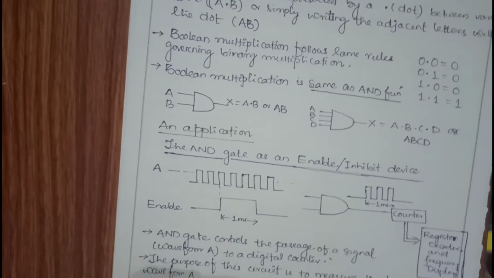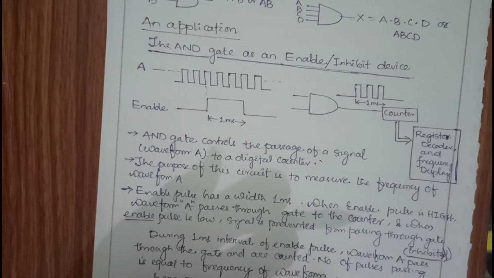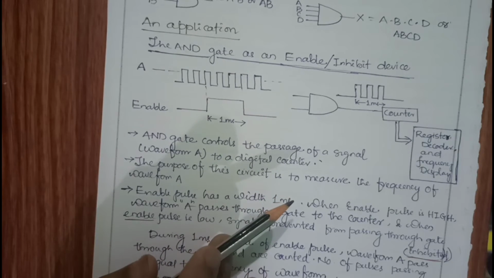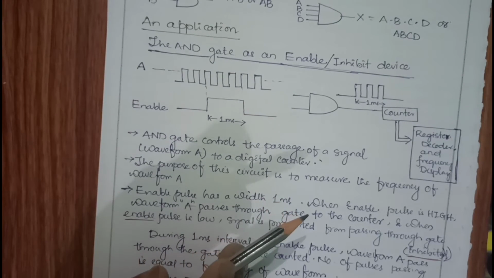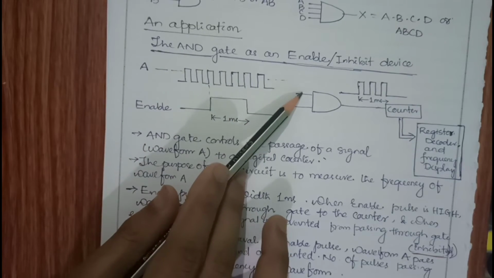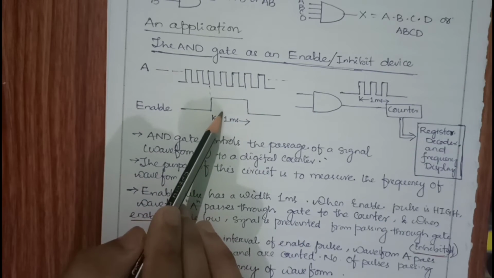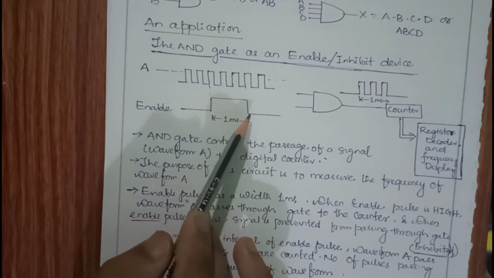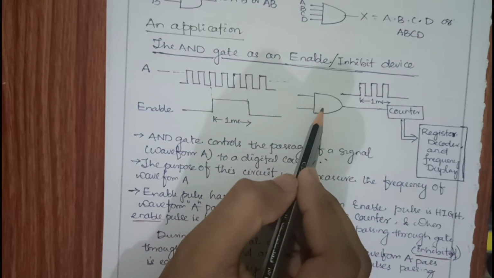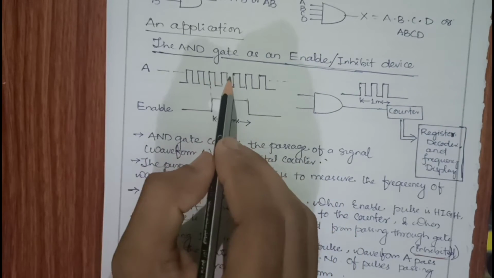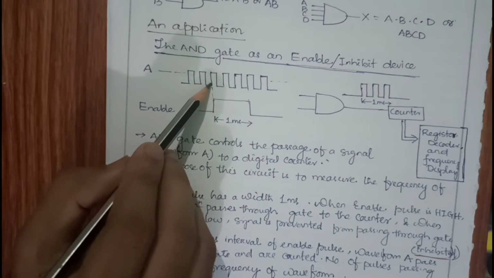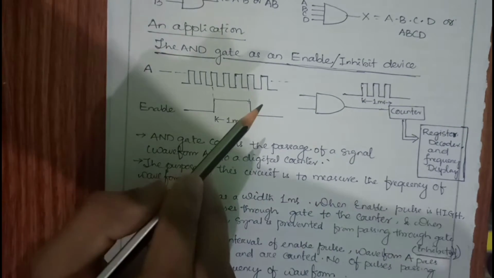Now where is this AND gate used? This AND gate is used to count. We have taken one example, that AND gate is used to count the number of frequencies. So a signal is applied over here to one input of this AND gate, and to the second input of this AND gate, we have applied an enable signal. For this interval, this AND gate will operate, and whatever value is coming in this interval, my output will be the same. It means from here to here, let's zoom in.